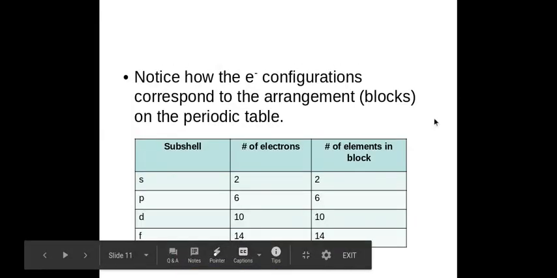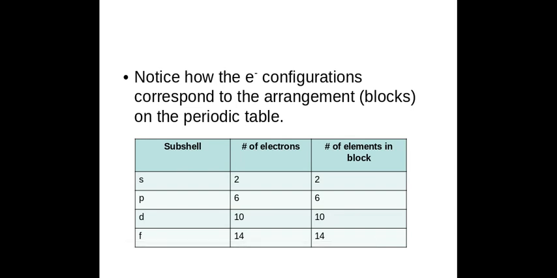All right, so notice how the electron configurations correspond to the arrangement blocks on the periodic table. For the subshell S, we have 2 electrons that can fit there, and the S block is 2 elements wide. P can fit 6 electrons, the P block is 6 wide, D is 10 wide, and F is 14 wide, corresponding to the number of spots to put electrons based on the orientations for that particular shape.